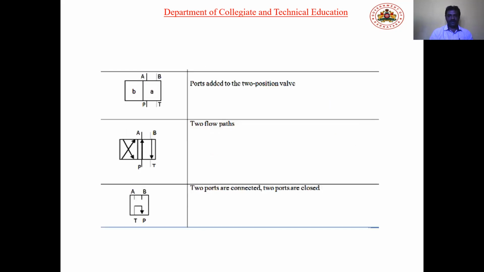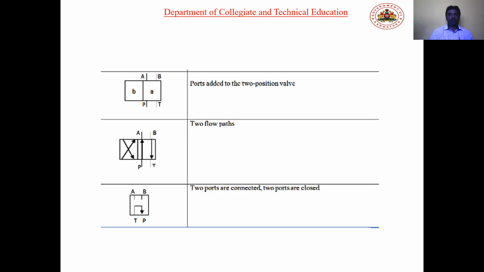Then the next is ports. The first figure shows the ports added to the two position valve. AB is a two position valve, and if we represent it with capital A and B and P and T, top and bottom, that is called the two position valve represented with ports. The ports are represented by A, B or P, T. So this represents the ports added to the valve.